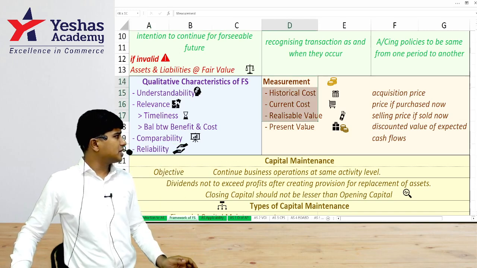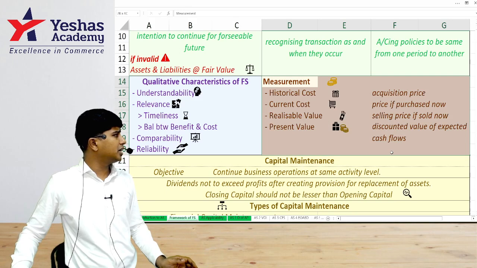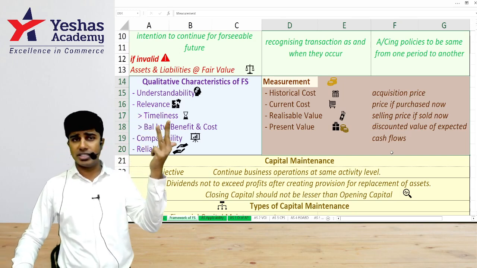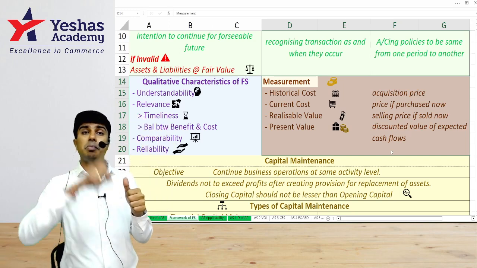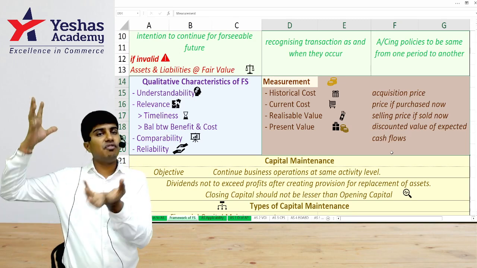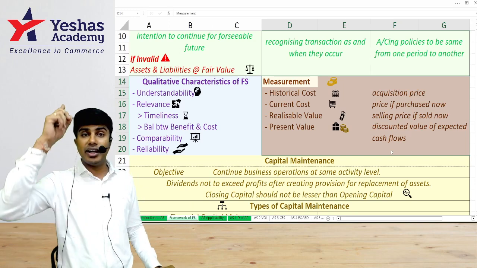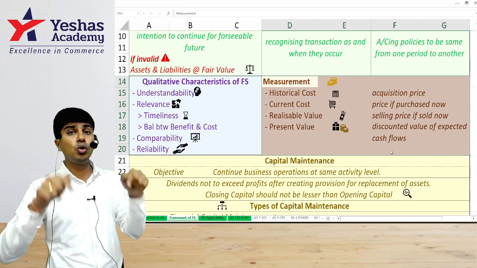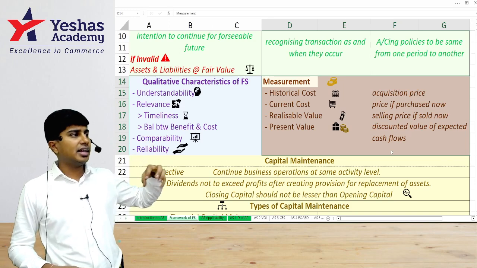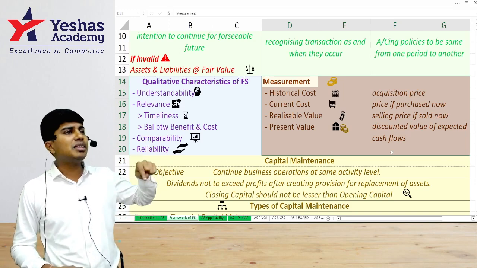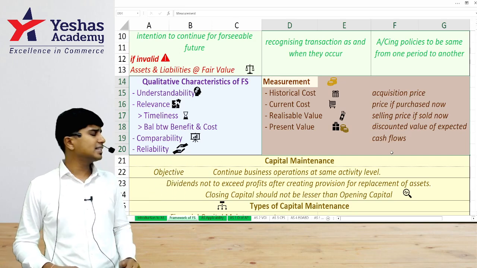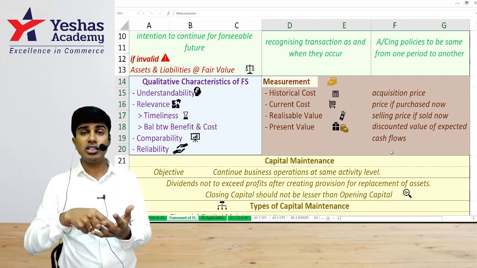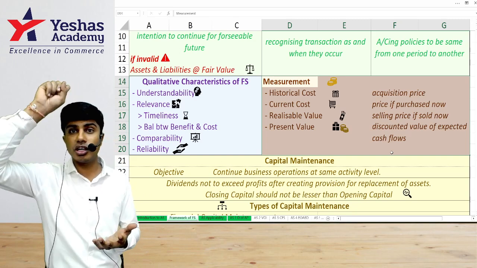Talking about how the items will be presented in the balance sheet, there are four measurement techniques. What are they? Historical cost, current cost, realizable value, present value. Historical cost is the cost that I paid to acquire a product. When I purchased that asset 5 years ago, 4 years ago, whatever I paid that day becomes the historical cost. And the price of that same product today is my current cost. For the asset that I already have in my balance sheet, the current market price of that product is the current cost. If I buy that asset today, the price that I pay is current cost. The price that I paid that day is historical cost.